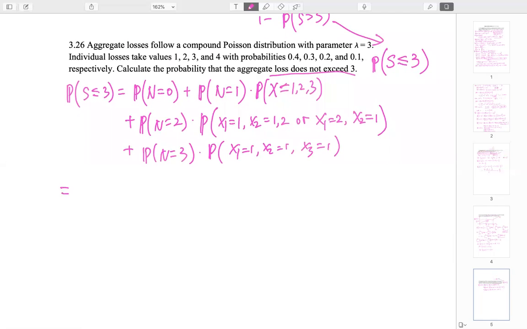So now let's do the calculation. Then it's actually easy, right? So it's a Poisson distribution. So e to the negative lambda times lambda to the 0 is 1, 0 factorial is 1. So this is the first one. We know lambda is 3, so you can write 3 if you want.